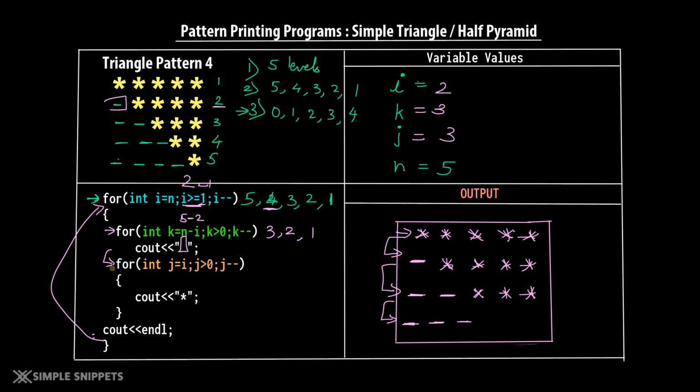After this we will go to the next for loop. We will say j equals i. j will become 2 because i is also 2. So this will go from 2 to 1, which means it will run for 2 times because j has to be greater than 0 and j minus minus. So 2 stars will be printed now. We will come outside and I'll come to the next line. And lastly i will become 1. This is the last round for the outer for loop. k will become 5 minus 1, which is 4. So 4 spaces will be printed. 1, 2, 3 and 4.